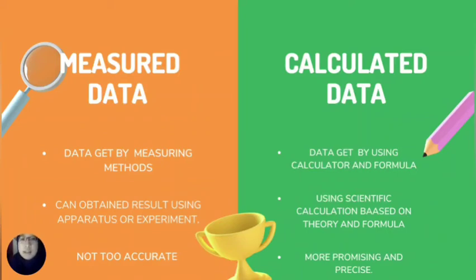For calculated data, we get data by using a calculator and formula, using scientific calculation based on theory and formula. This type of data is more promising and precisely accurate because we use formula and scientific calculation, so it is more solid in that way.